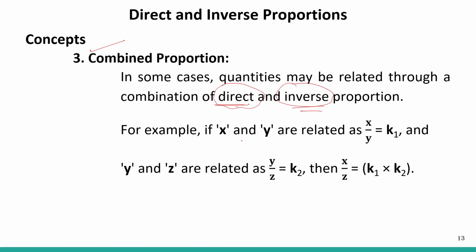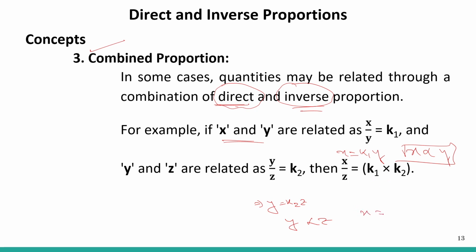So for example, x and y are related as x by y is equal to k1. So x is equal to k1y. X is directly proportional to y. Okay. And y and z are related as y by z is equal to k2. So this implies that y is equal to k2z. So y is directly proportional to z. And then x by z is equal to k1 into k2.